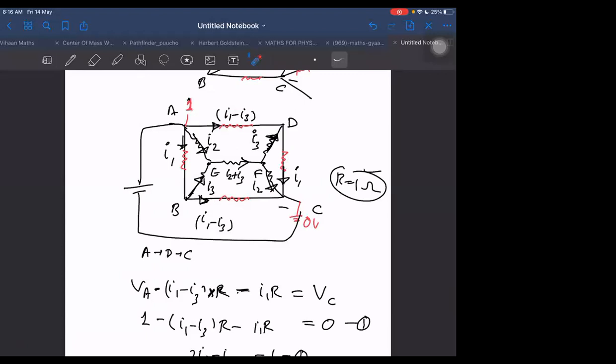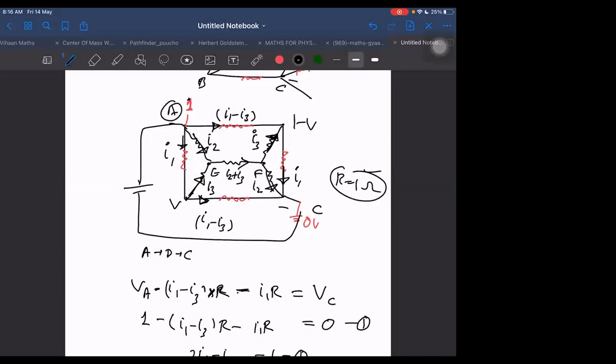If I want to apply KCL, then I will start with some node B, and I will take its reflection once. I will go to A, then take the reflection again and go to D. It means the potential difference across AB is the same as the potential difference across CD. So if I take the potential of B as V, then it will be 1 minus V.